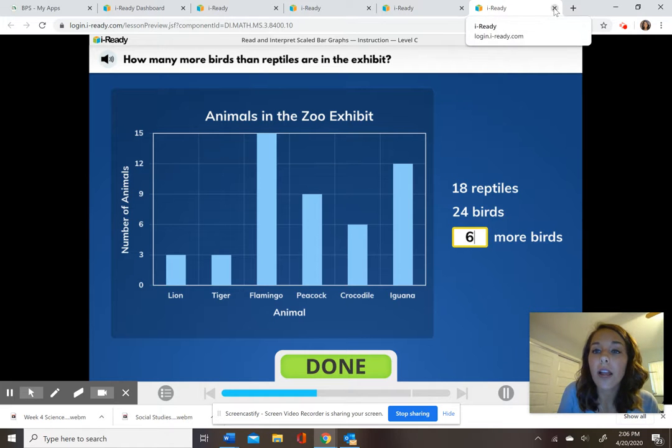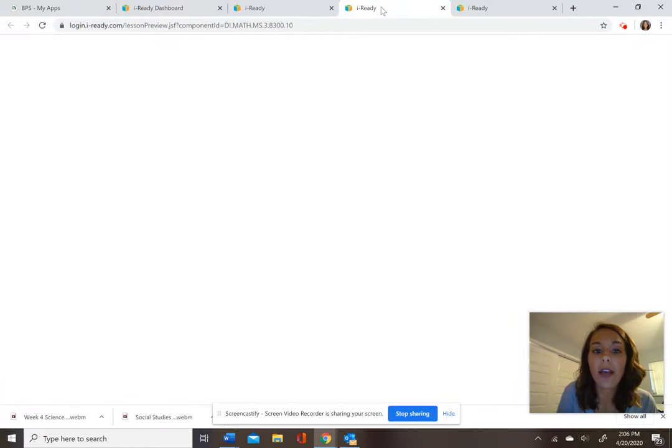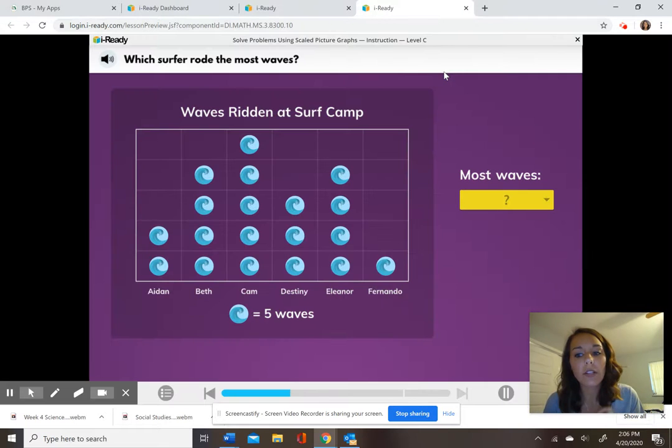The last part I want to show you is for the picture graphs, and I'll X out of the bar graphs. It's very similar to bar graphs, like I'm sure you've seen.